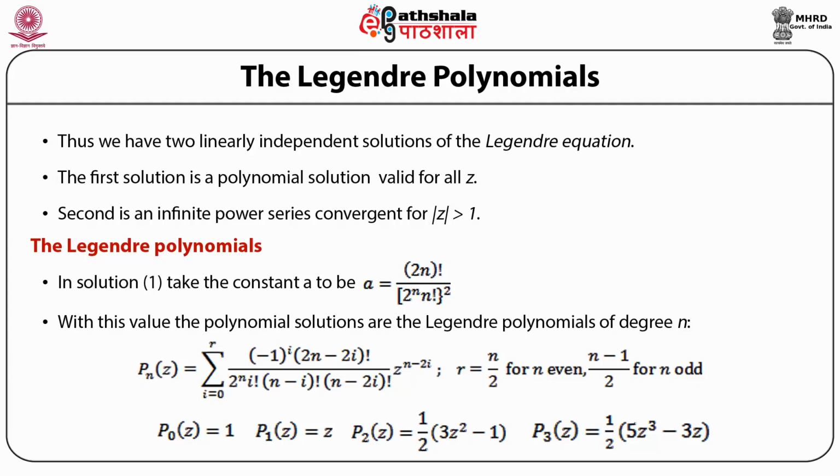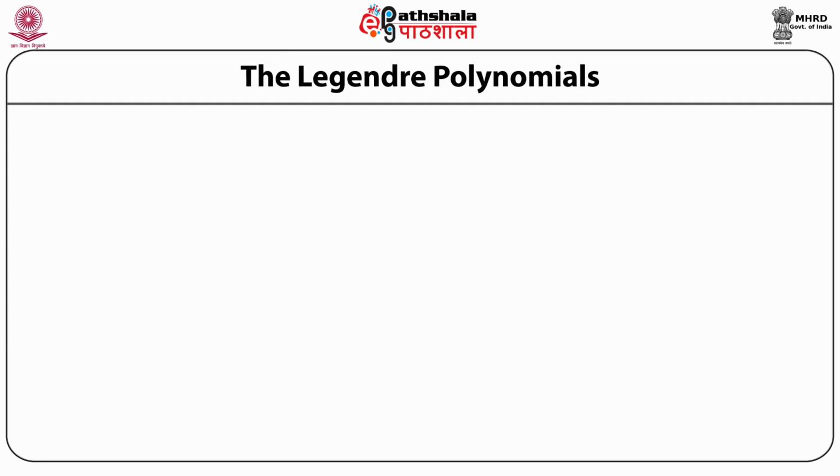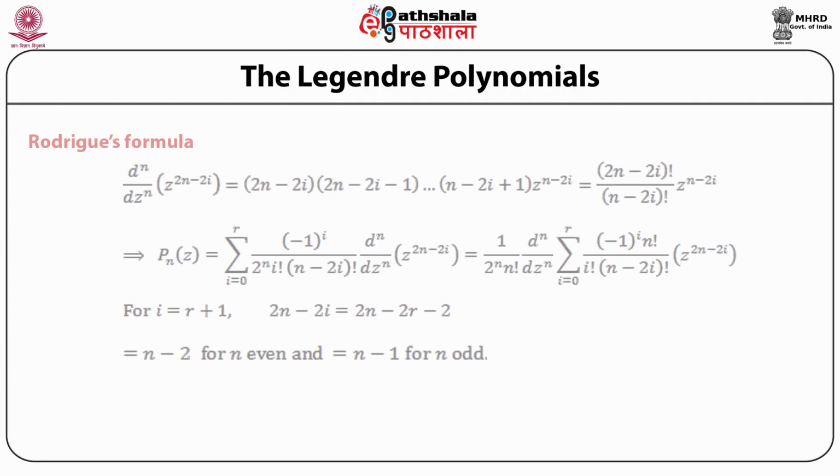The first few Legendre polynomials are therefore given by P0 of z is equal to 1, P1 of z is equal to z, P2 of z is equal to 1 by 2 multiplied by 3z square minus 1. P3 of z is equal to 1 by 2 multiplied by 5z cube minus 3z. When we discuss Legendre polynomials, it is very important to discuss Rodrigues' formula.